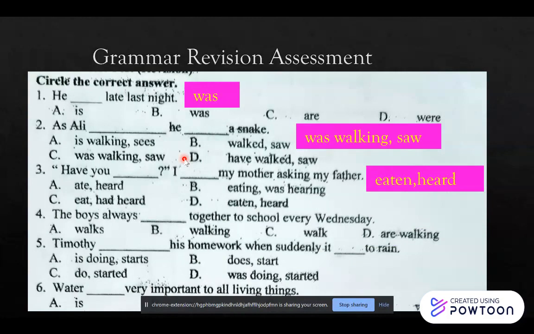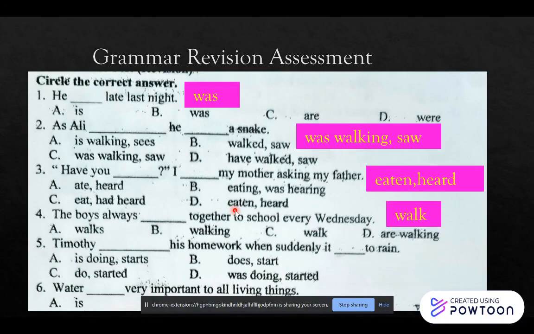The third answer is: have you eaten? I heard my mother asking my father. So here it has happened in the past. It's a present perfect. So it has happened in the past, and we are using past tense here as well. Okay, so that's the answer.